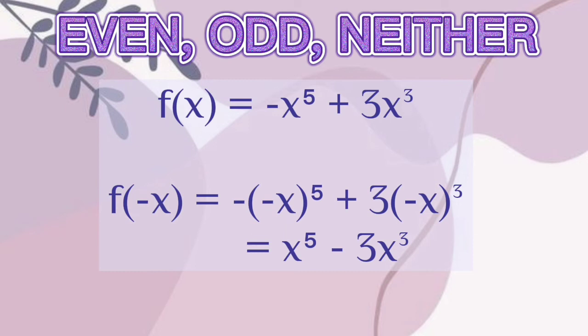Negative sign will be left outside, and negative x raised to 5 will always be equal to negative x to the 5, times negative x cubed. So, x cubed is equal to negative x cubed. Negative times negative x raised to 5 is equal to positive x raised to 5, and negative x times 3 is equal to negative 3x. So we will have the final answer of x raised to 5 minus 3x cubed. It's also an odd function.